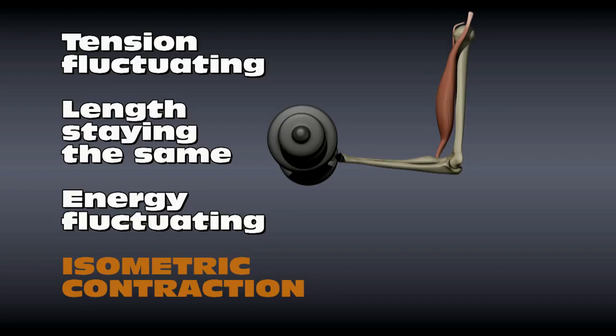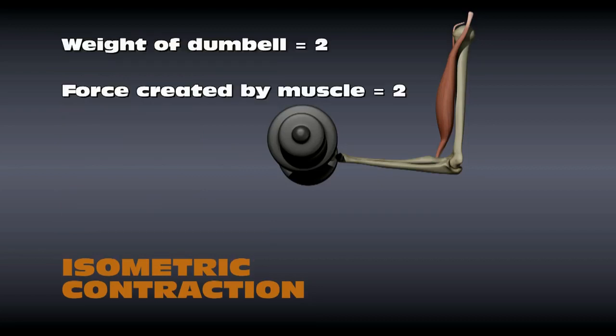If this biceps muscle wants to maintain a constant length, it may require more tension and more energy depending on how much weight is added. But the length stays the same and the bones the muscle is pulling on don't move.